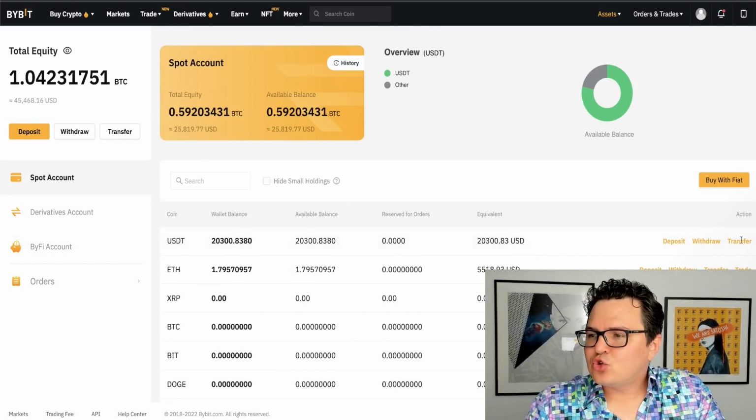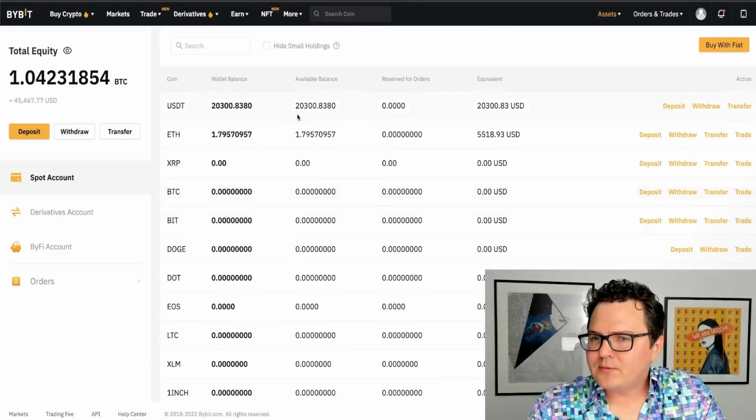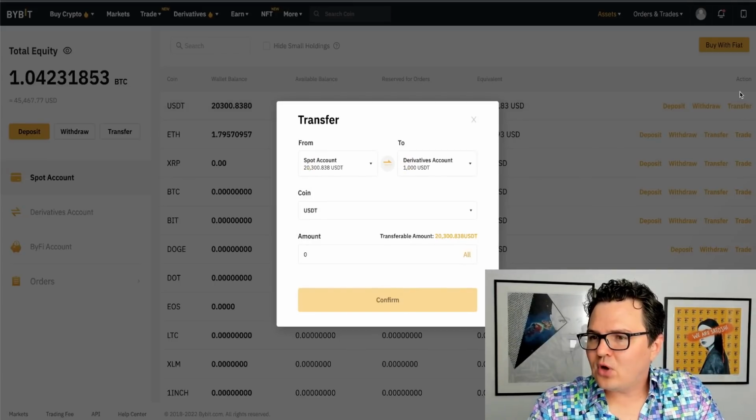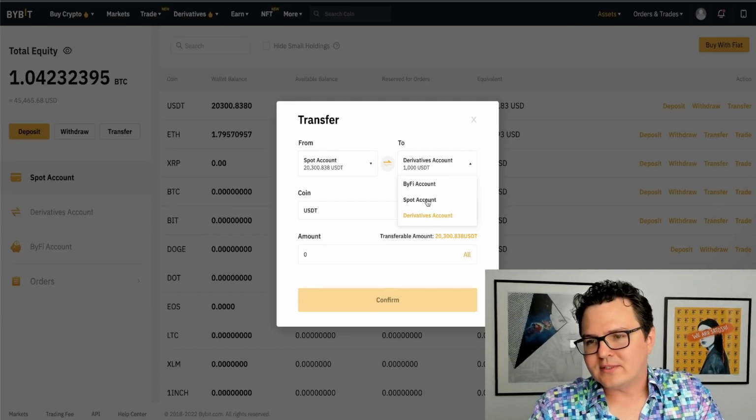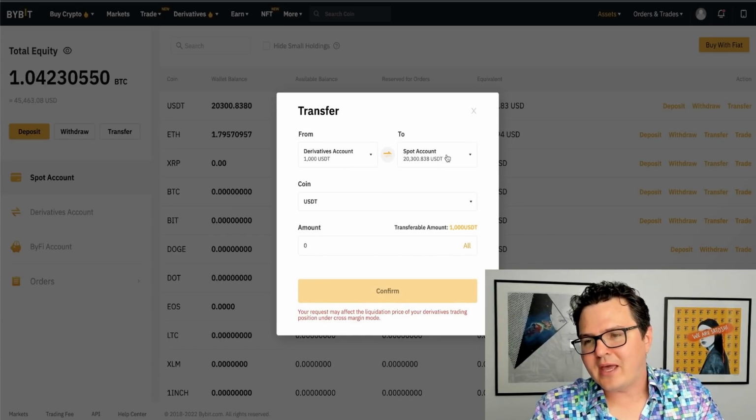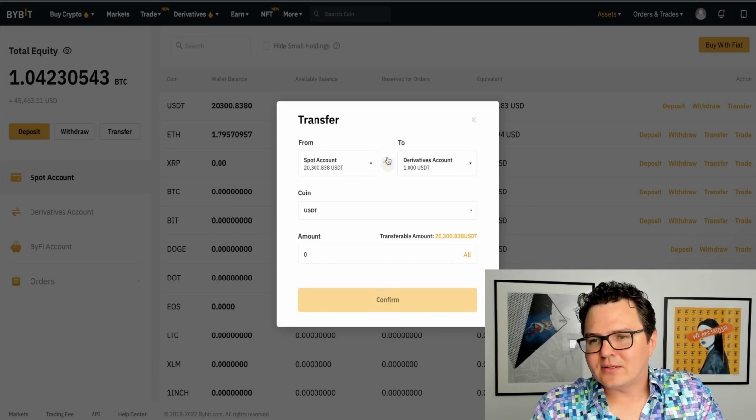So let's go ahead and transfer some funds over. So you can see right here the transfer option, and it lets you move it either into your derivatives account or into your BiFi account, or of course, from your derivatives account back to your spot account, etc. So right now we're going to move from our spot account to our derivatives account.